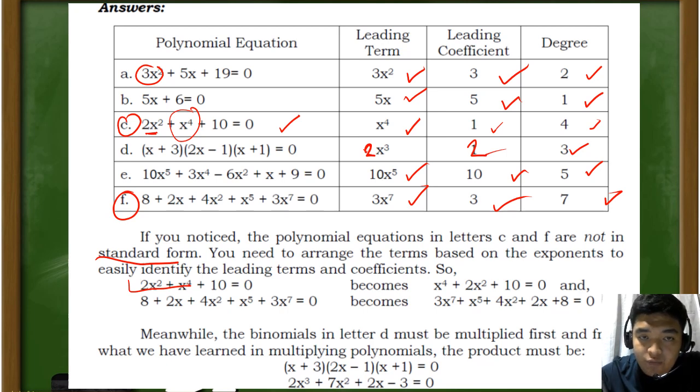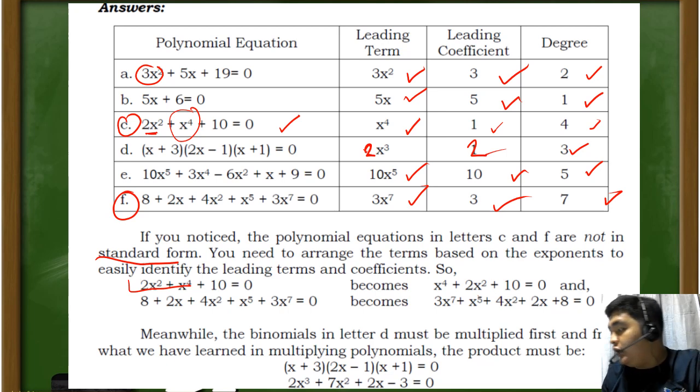First, x to the power of 4 plus 2x squared plus 10 equals 0. Then for letter F, first is 3x to the power of 7, x to the power of 5, 4x squared, 2x, and 8. Meanwhile, the binomials in letter D must be multiplied first.